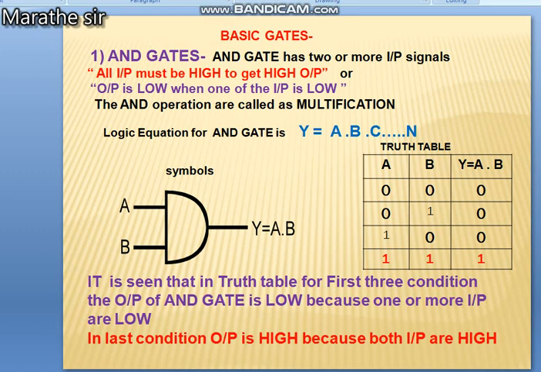In the first condition, when A is equal to 0, B is equal to 0, we are getting 0 dot 0, that is equal to 0. In the second condition, when A is equal to 0 and B is equal to 1, we are getting output Y is equal to 0. In the third condition, when A is equal to 1 and B is equal to 0, then also we are getting Y is equal to 0. But in the last condition, when A is equal to 1 and B is equal to 1, at that time we are getting Y is equal to 1.